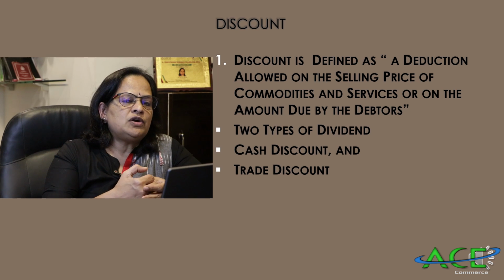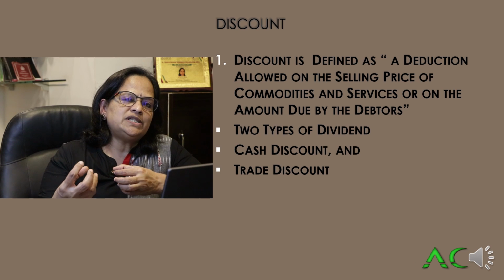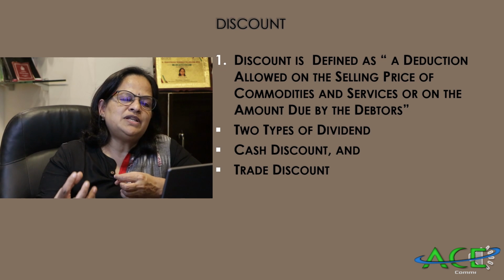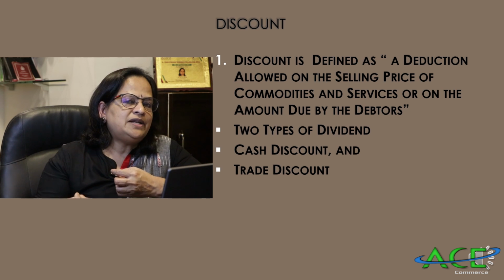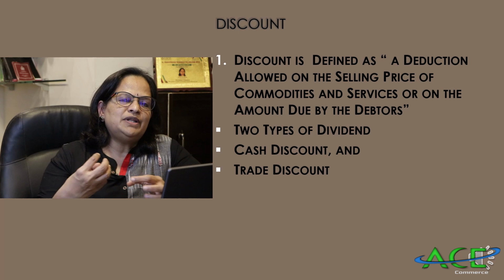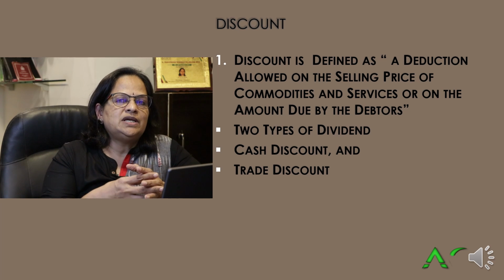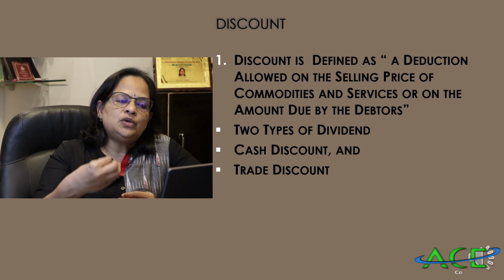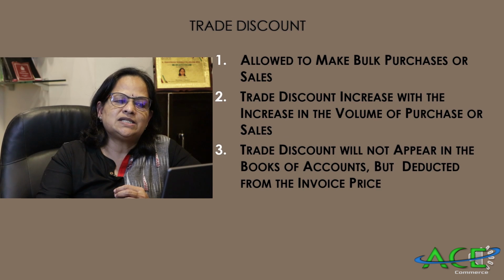So trade discount, I told you, from the invoice price we will reduce. Whereas cash discount is when you are making an early payment, you can get a discount. So that will be recorded in the books of accounts. That is discount received and discount paid. So that will come in the books of buyer and seller. Whereas trade discount is just an adjustment from the invoice price. So discount is divided into two: one is cash discount and second one is trade discount.